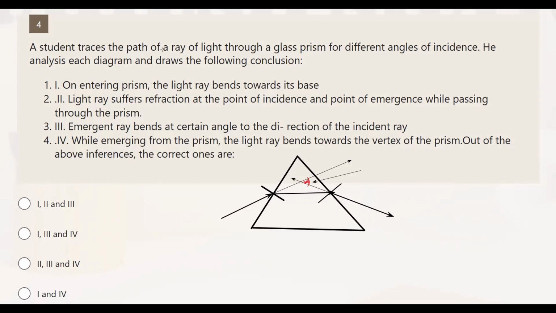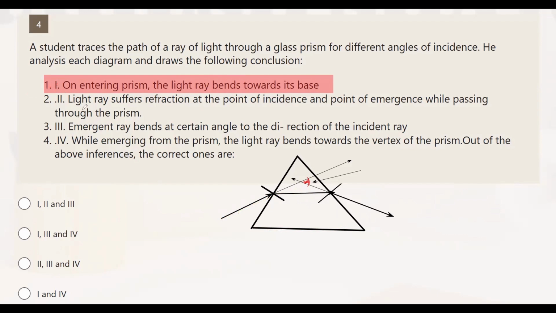The first option here says on entering the prism, the light ray bent towards the base. So what do you see? Yes, it is correct. As you can see, the ray of light as it is entering is bending towards the base, right? This is the base of the prism and it is bending towards the base. So this is a correct one.